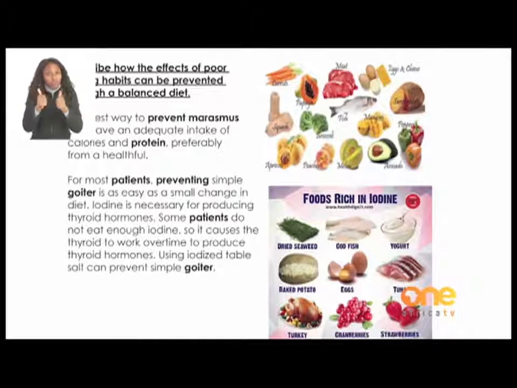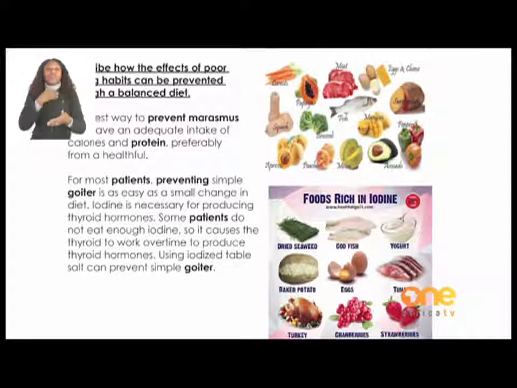For most patients, preventing simple goiter is as easy as a small change in diet. Iodine is necessary for producing thyroid hormones. Some patients do not eat enough iodine, so it causes the thyroid to work overtime to produce thyroid hormones. Using iodized table salt can prevent simple goiter.